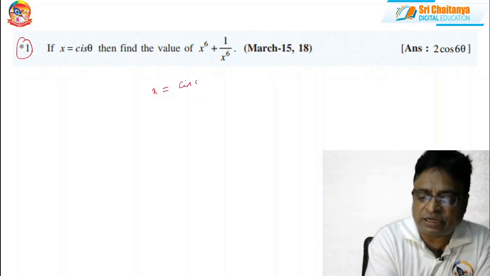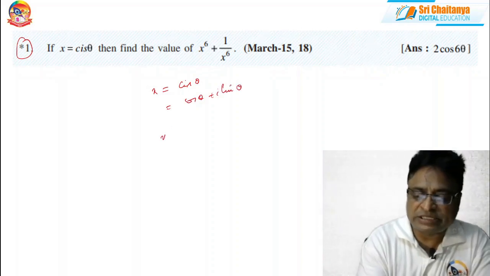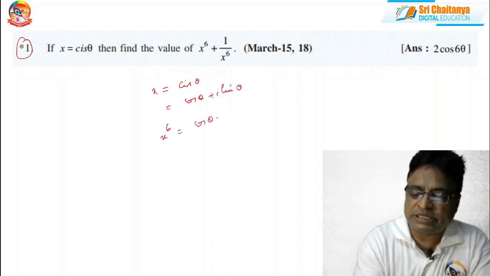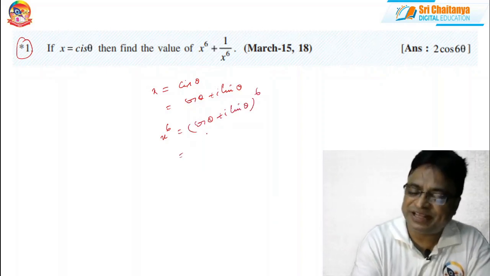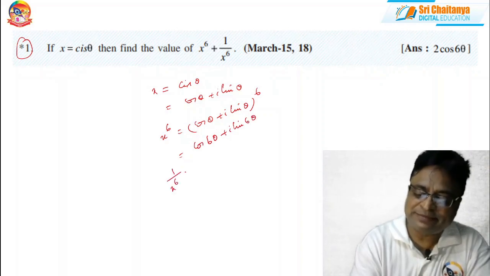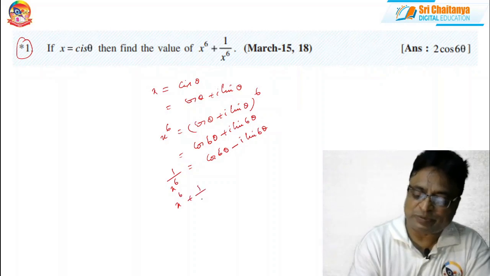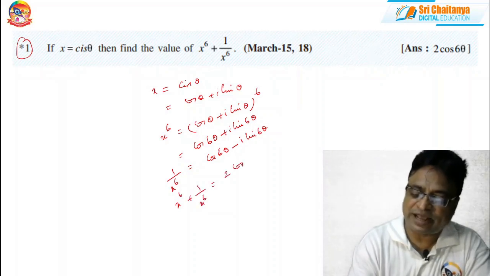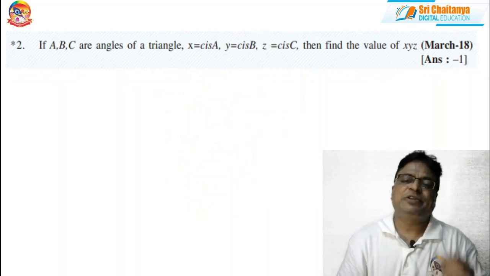So, x is equal to cis theta. Cis theta is what? Cos theta plus i sin theta. So, x power 6 is what? Cos theta plus i sin theta whole power 6. This is what? By de Moivre's theorem of integral index, cos 6 theta plus i sin 6 theta. Then what is 1 by x power 6? This is cos 6 theta minus i sin 6 theta. Now, what is x power 6 plus 1 by x power 6? By adding this, you can get it as 2 cos 6 theta. That's all. Clear? Now, coming to the second question.